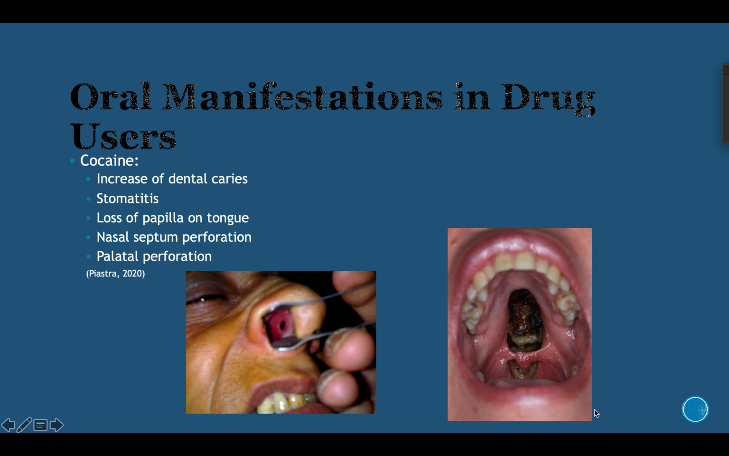Moving on to something a little bit more serious. Cocaine. Again, increase of dental caries, stomatitis, loss of papilla on the tongue. And the most interesting ones to me, nasal septum perforation and palatal perforation. Got these lovely pictures here. Of course, if you see somebody come in and they've got this palatal or nasal septum perforation, I think it's pretty obvious what they've been doing.